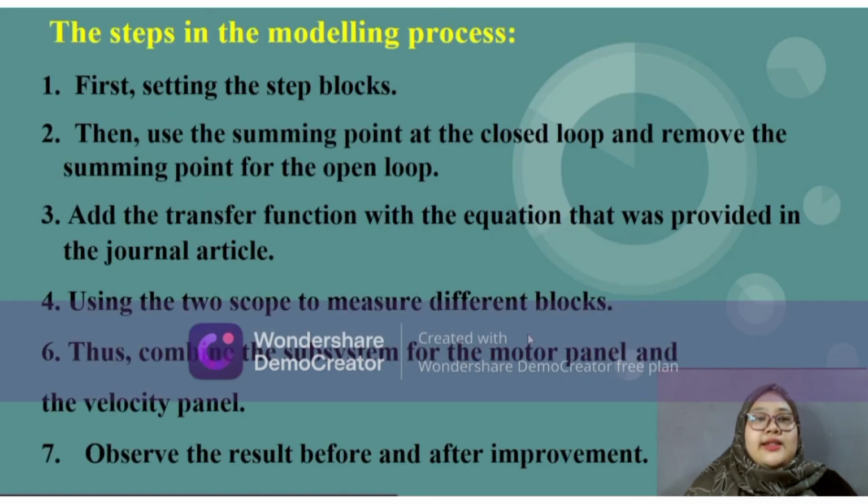Okay, this is the step in the modeling process. First, set the step blocks. Then, use the summing point at the closed loop and remove the summing point for the open loop. Then, add the transfer function with the equation that was provided in the journal article, using the tools to measure different blocks. Third, combine the subsystem for the motor panel and the velocity panel. Observe the result before and after improvement.